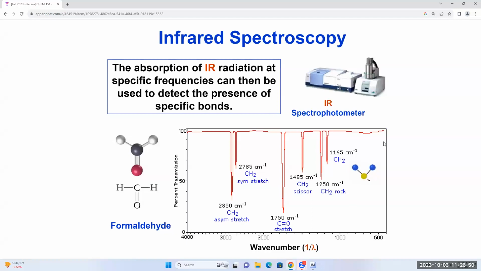And then this is the important thing that I want you to make a note of. Infrared spectrum tells us, please make a note, what types of bonds we have in a molecule, period. Infrared spectrum tells us what types of bonds we have in a molecule, and that's it.